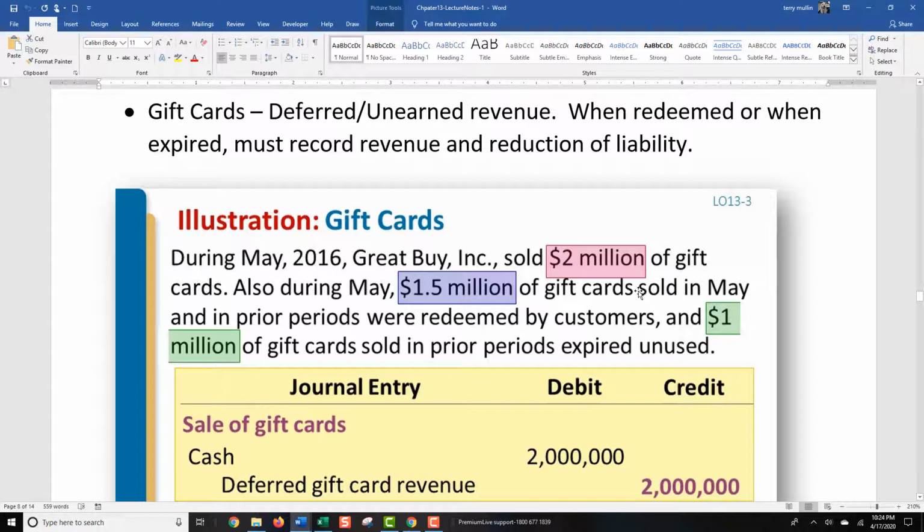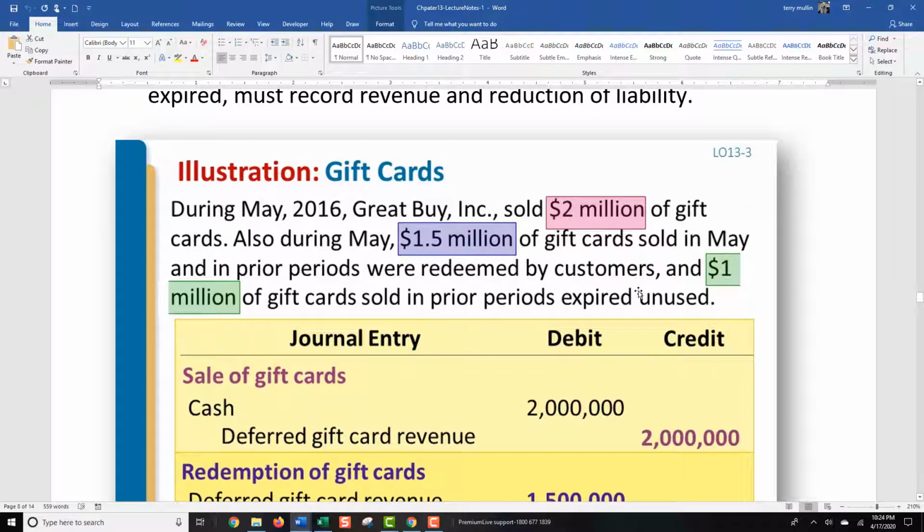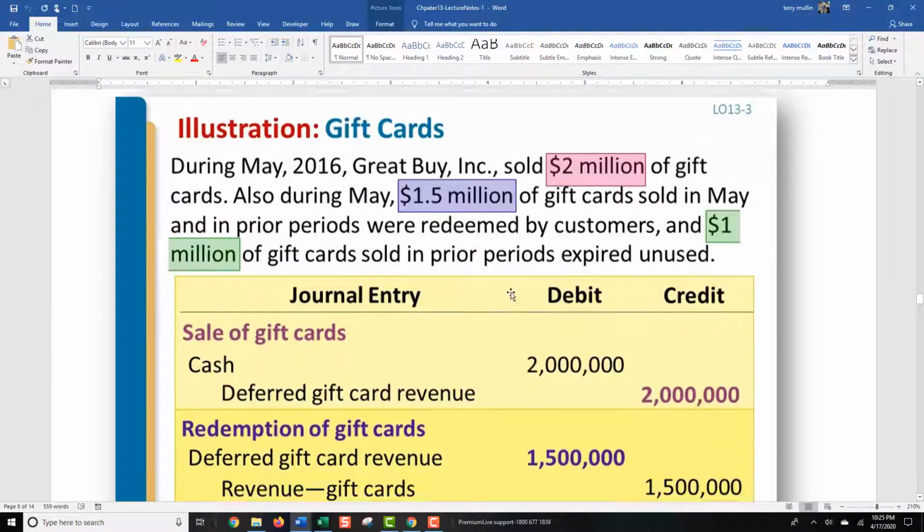Gift cards, same thing, right? You're getting money ahead of time, right? You have not done any work for this. So when you sell a gift card, you're getting the cash, but you have not performed a service. So they sold 2 million in gift cards, right? Also during May, 1.5 million gift cards sold in May and in prior periods were redeemed by customer, and 1 million of gift cards sold in prior periods expired unused.